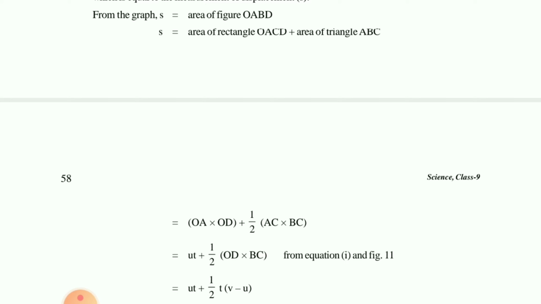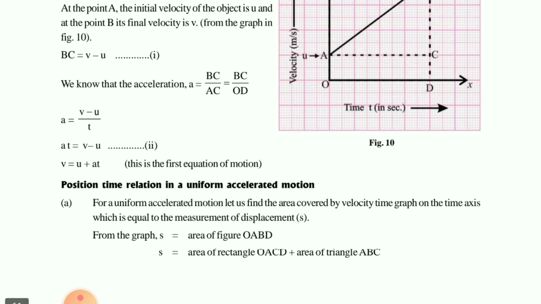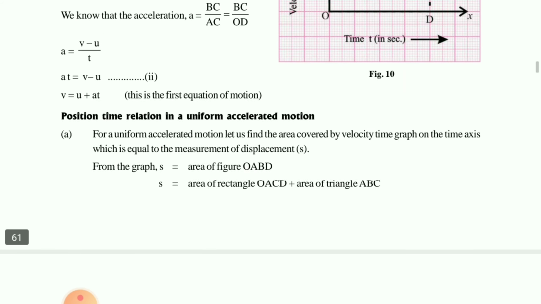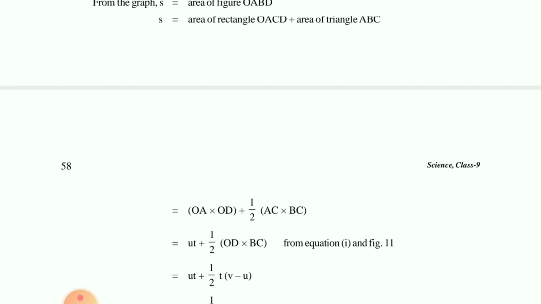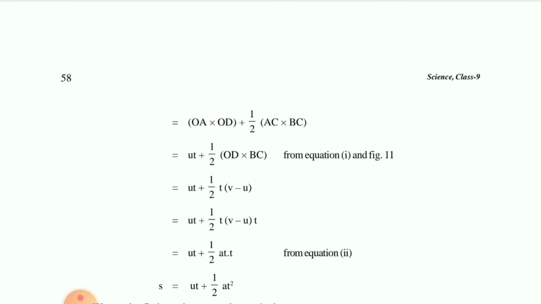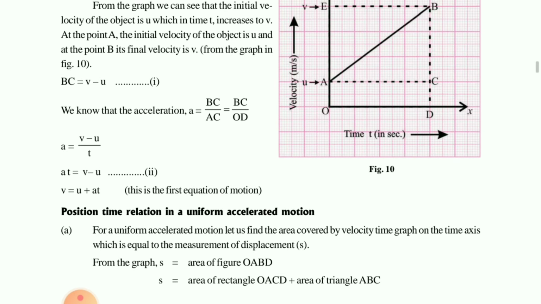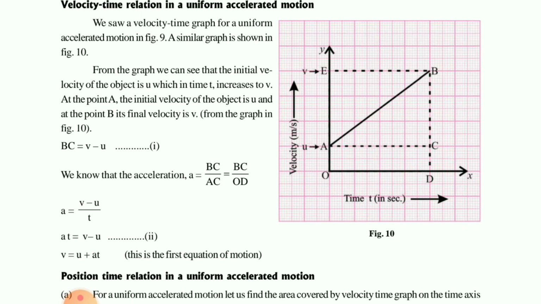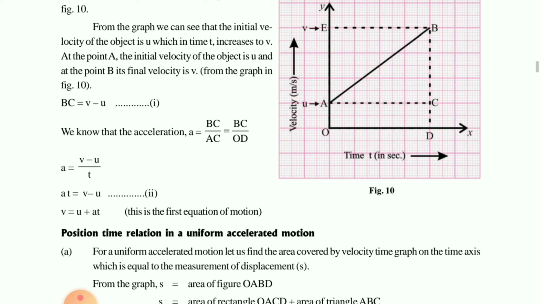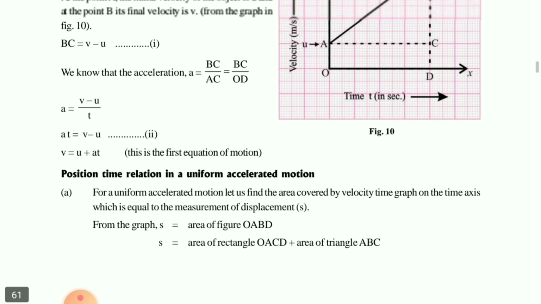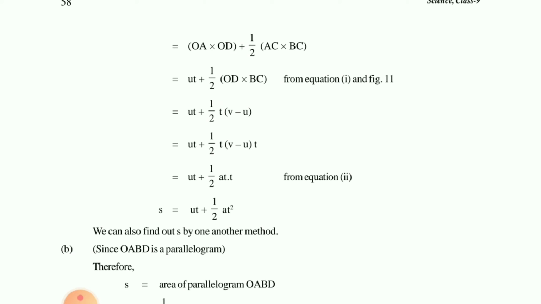So here UT plus half OD into BC. OA is there. So at time T, initial one is your U. So OA can be written as UT and half OD into BC. Okay children, OD is common, BC we had taken and half we had written. Then for OD into BC, OD will be your final, that is V. And for BC, V minus U. So this one overall we can write at time T, V minus U.